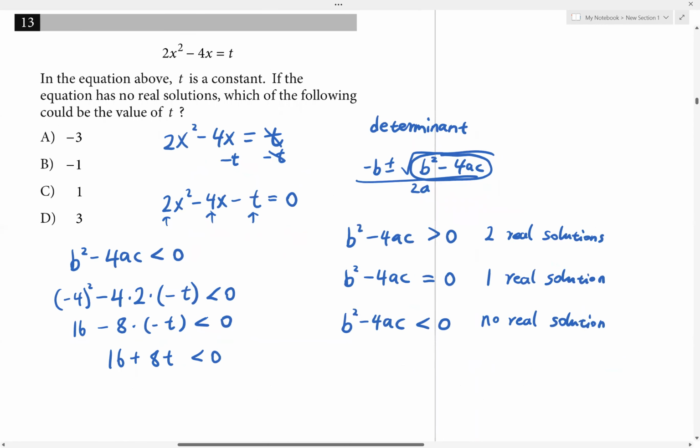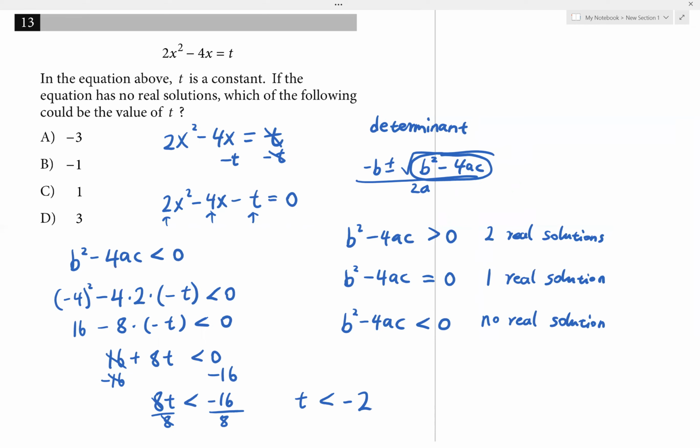Then we can do minus 16 on both sides, so 8t is less than negative 16. Lastly, to solve for t, we divide by 8 on both sides. So t should be less than negative 2. That's what we're looking for: the t value has to be smaller than negative 2. So which one of the answer choices could work? Smaller than negative 2 has to be negative 3. That's the only one that will work here. So letter A will be our final answer for question 13.